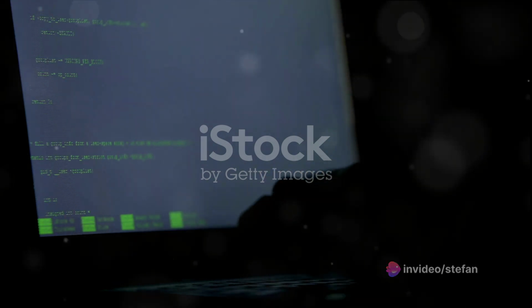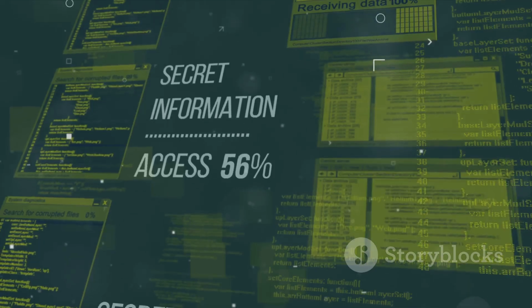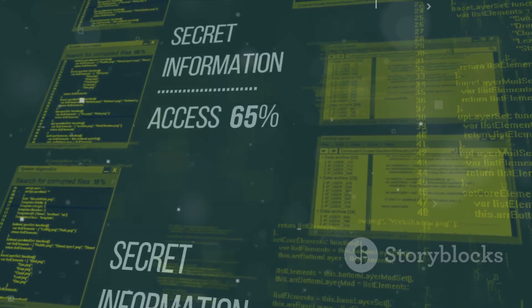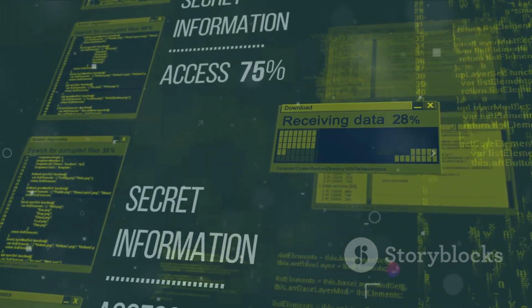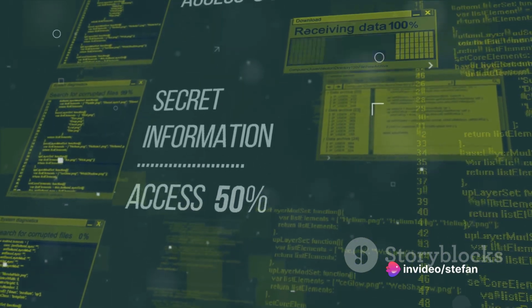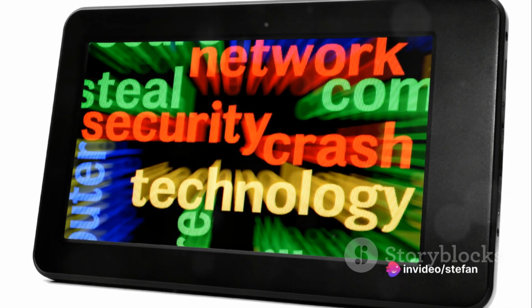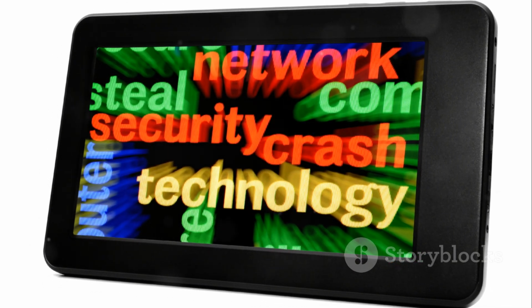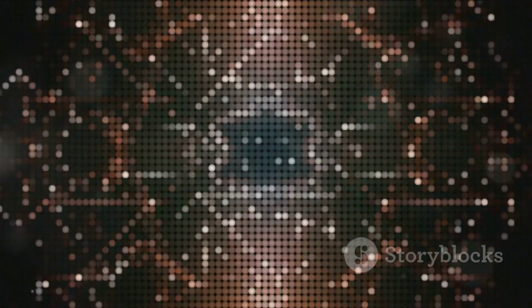Let's walk through some of the most common ones. First up, we have port scanning. Think of it as knocking on every door in a building to see which ones are open. In the digital realm, an attacker uses this technique to identify open ports on a network system, which can reveal potential points of entry. Next, we have vulnerability scanning.